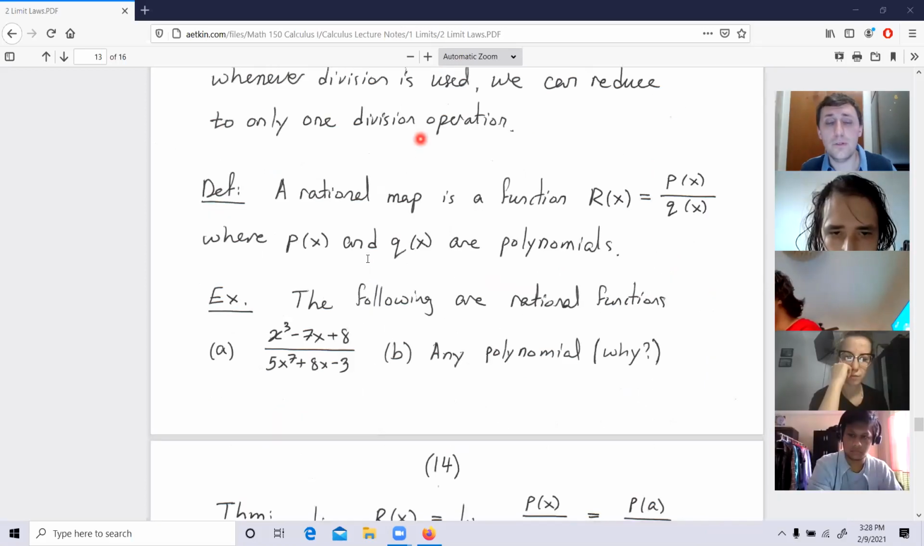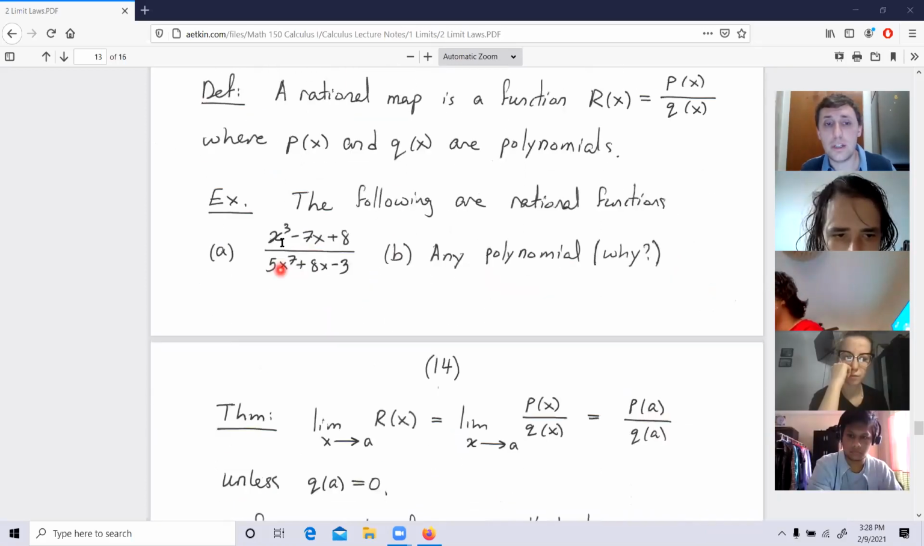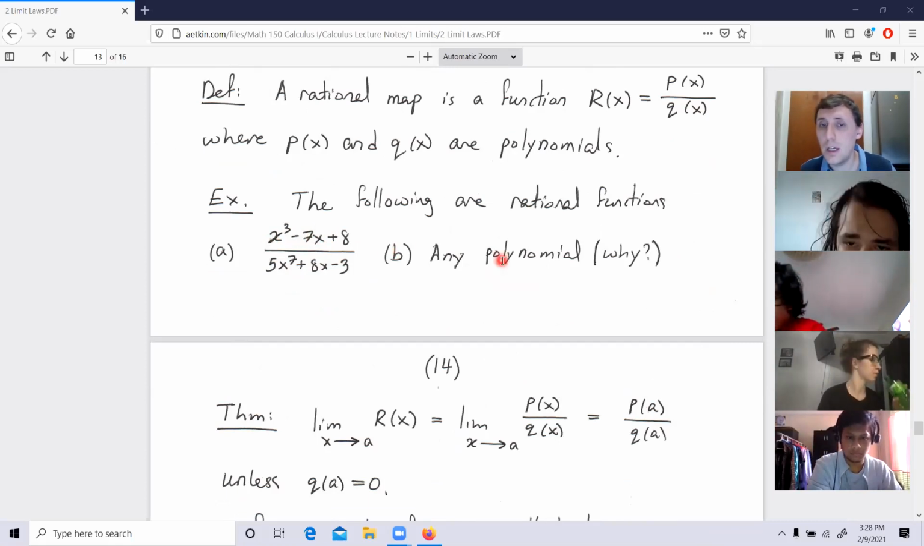Good. So, for instance, this is a rational function. Do you agree? It's a polynomial divided by a polynomial. You use addition and multiplication and one division. Any polynomial is also a rational function. Why?